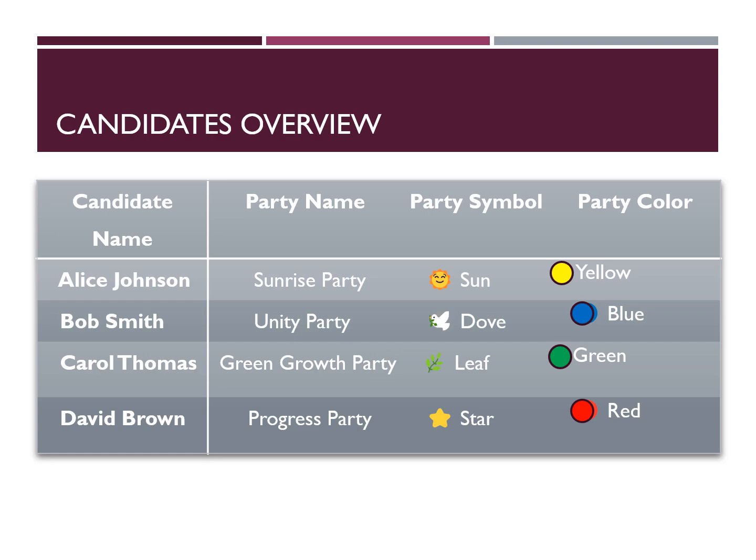And lastly, we have David Brown, party name Progress Party. This suggests a forward-looking platform, focus on change and reform. Party symbol, a star, and party color, red.